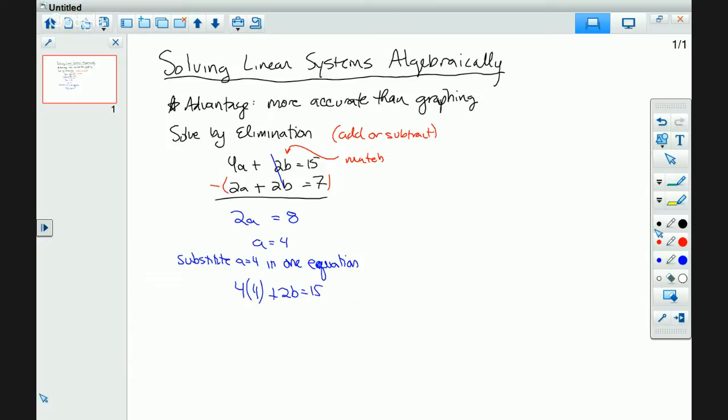Okay. You can solve it right on ahead. What is 2b equal? 1. Yeah. I subtracted 16 over, right? Now divide by 2. Negative 1/2. And so our solution is a equals 4, b equals negative 1/2.